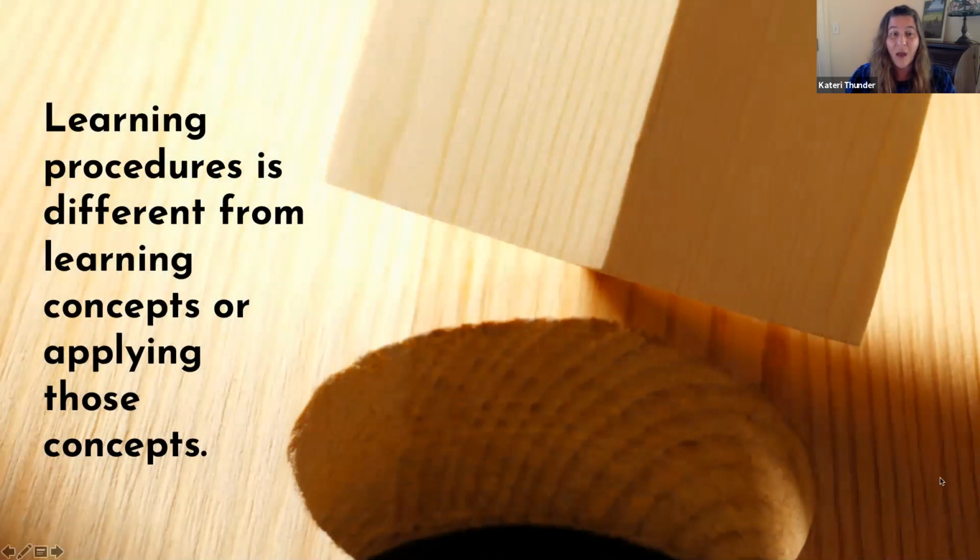You know that from working with students. You know that from being a math learner yourself, that learning a procedure is different from learning the concepts or from applying those concepts. And as a learner, it feels different, right? And so as a teacher, we need to make sure that we're matching our instruction to that type of learning. We need to say, okay, well, if you're working on procedures, then the way I'm going to intervene, the type of strategy I'm going to use to help you make sense of that procedure is different than if I was working on a concept or working on an application.